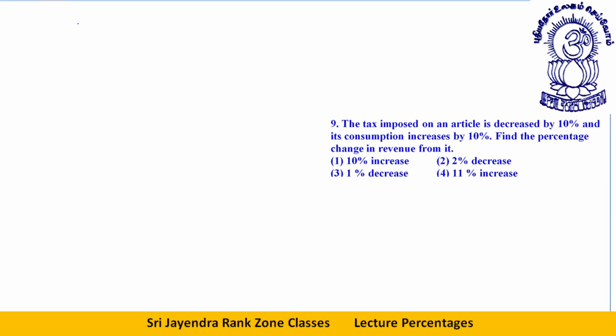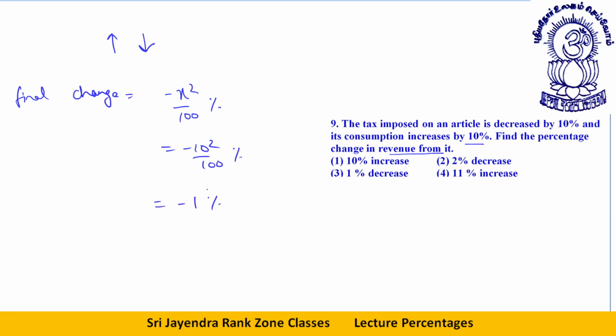The tax imposed on an article is decreased by 10% and its consumption increases by 10%. Find the percentage change in revenue from it. See, students, again there is the same thing. One thing increases by this percent, the other thing decreases by the same percent. So, what will be the final change? The final change will be minus x square by 100%, that is minus 10 square by 100%, or that is minus 1%. Clear?